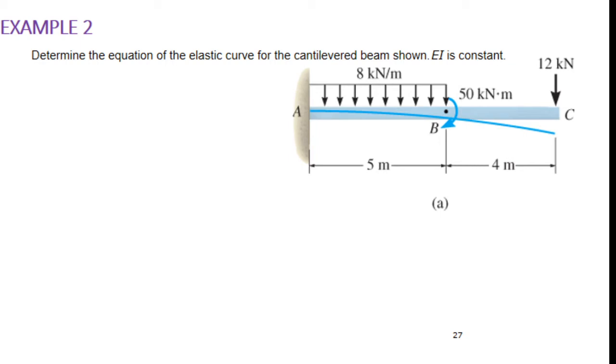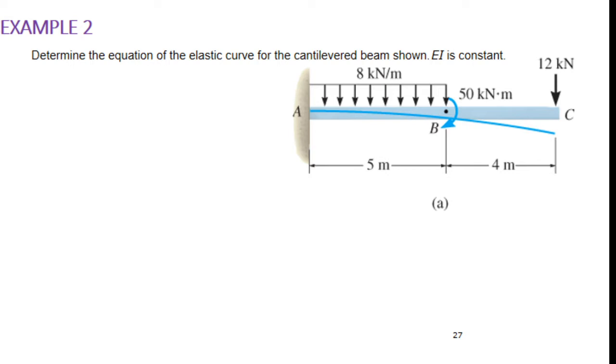Let's see another example. This is example 2. For this beam, you have to write the equation of the elastic curve using the double integration method. EI is constant for this beam. This beam is a cantilever beam. It is subjected to a uniformly distributed load from A to B.